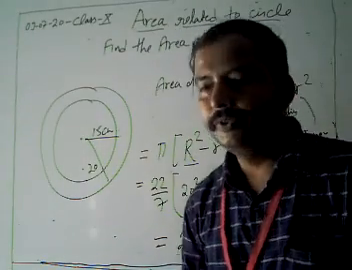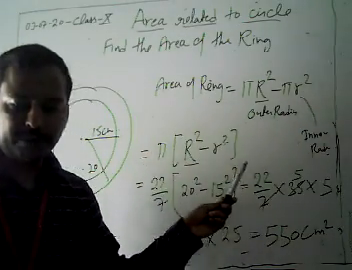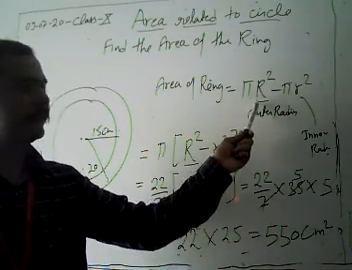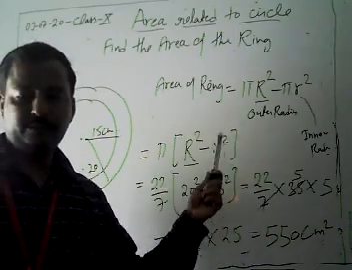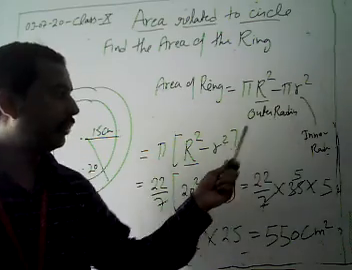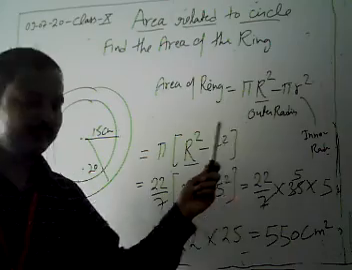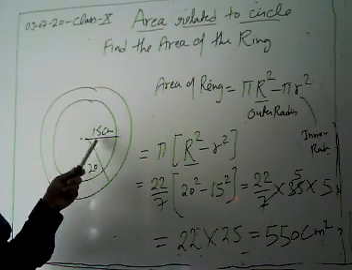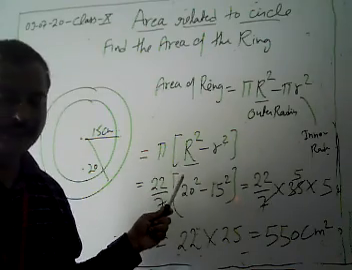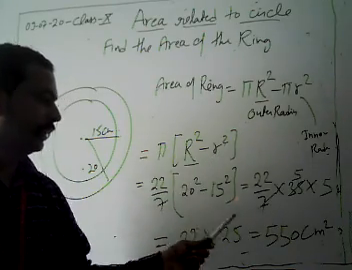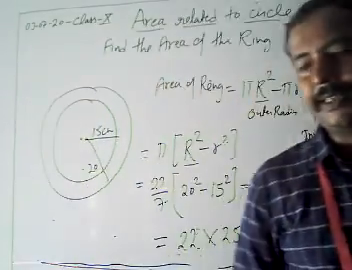What do we do to get the area of the ring? It's pi. How do we find the area? Area of the bigger circle, subtract the area of our smaller circle. Here it is given that the outer radius R is 20 and the smaller radius is 15. We put 20 in place of capital R and 15 in place of small r. Then after doing the calculation, we get the area of our ring as 550 centimeter square.